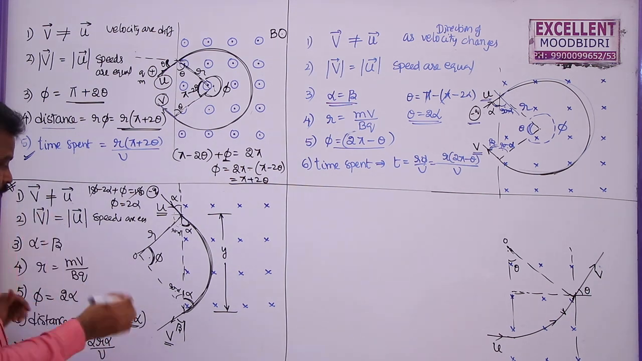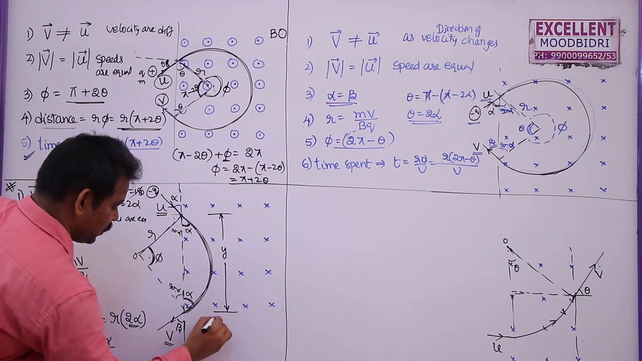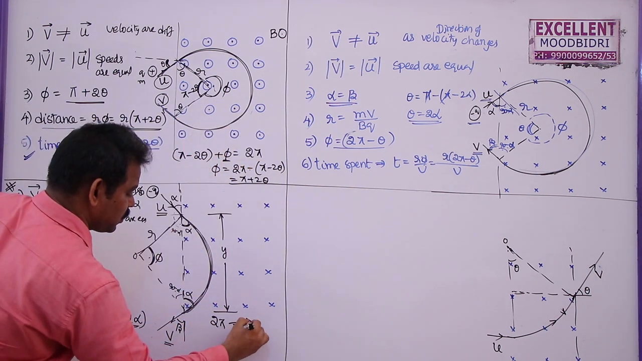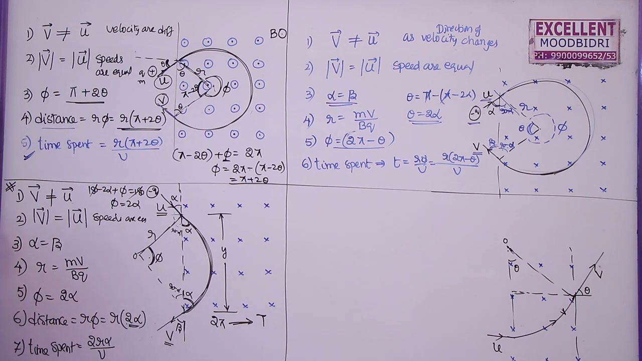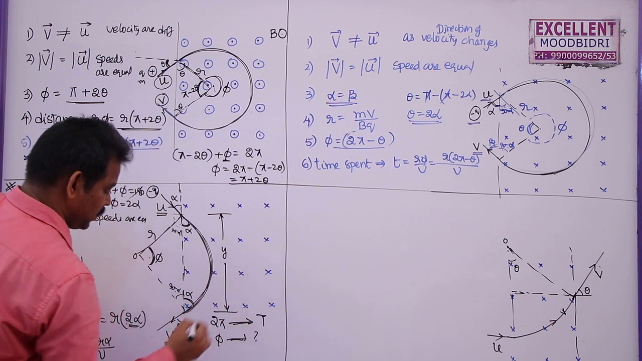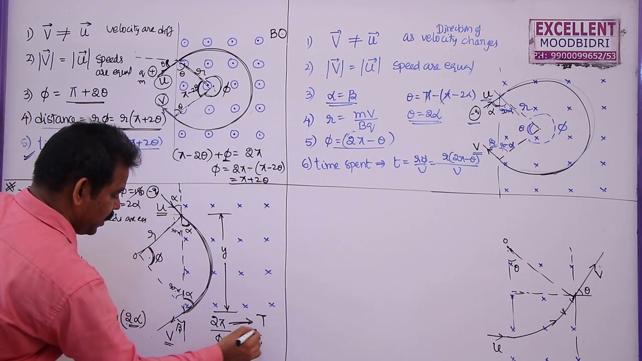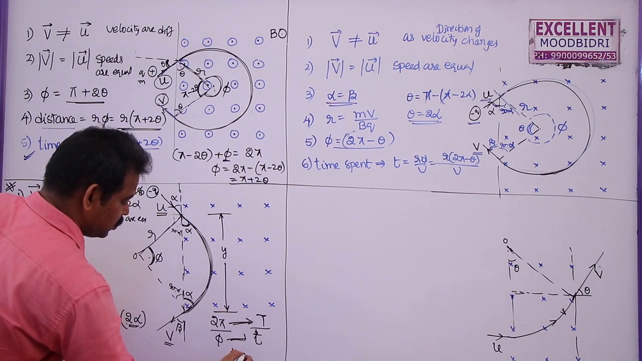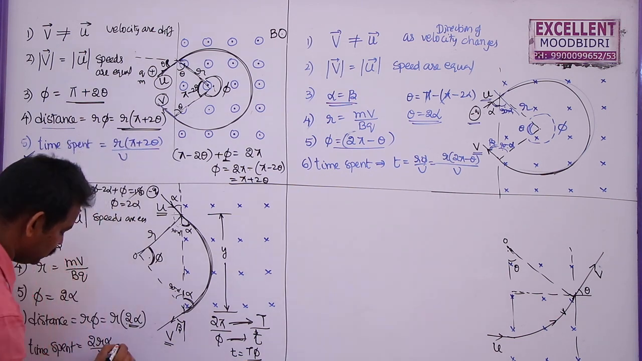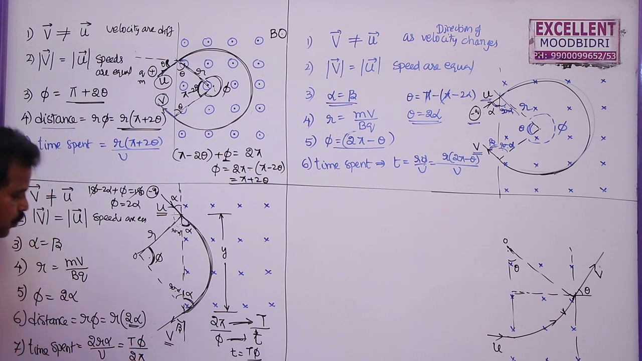Or sometimes, if you know this angle phi, we can write that for 2 pi radians, for a complete circle, it is taking capital T seconds. For phi radians, it will take some time, the time we are finding here. So let us say this time is t. Now if you divide these two, you will get t is equal to T phi by 2 pi. This is also equal to capital T phi by 2 pi.